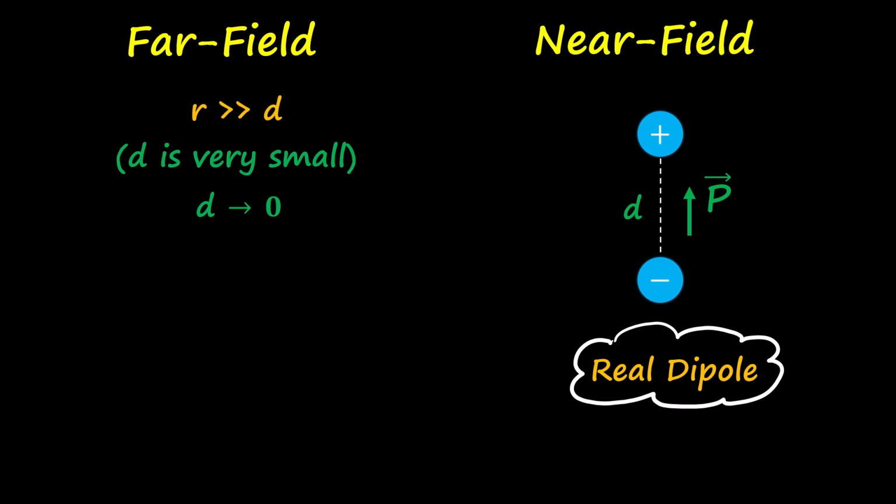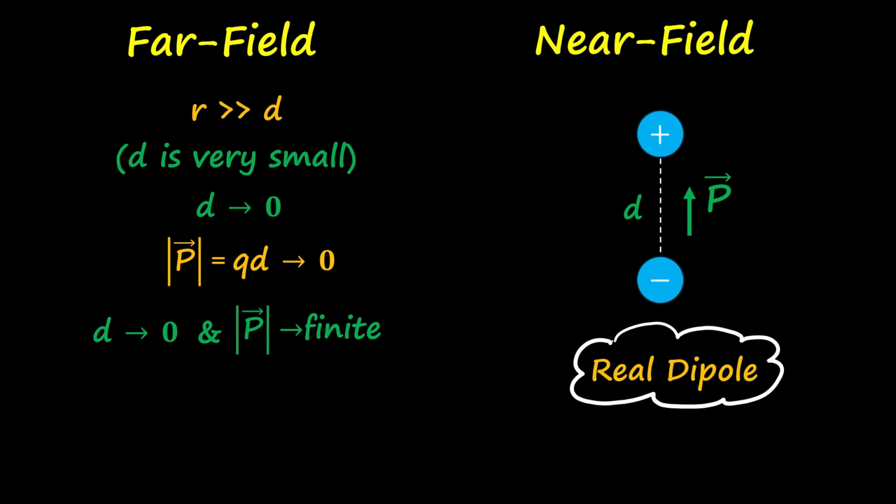Now when d is very small, or when d tends to 0, the dipole moment will also tend to 0, because dipole moment magnitude is given by q into d. But dipole moment cannot be 0, because we are approximating the potential with the dipole potential. So in that case, we have to choose a condition such that when d is tending to 0, the dipole moment should be finite instead of going to 0. So these two cases, that is r much greater than d, or d tending to 0 with the dipole moment finite, in that case, the dipole we refer to as the ideal dipole.